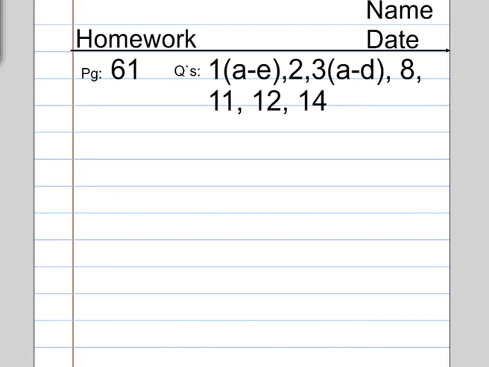And finally, we come to our homework. Here, once again, is how you set up your page. We are doing questions on page 61 of the textbook. Questions 1, A through E. Question 2, question 3, A to D. Questions 8, 11, 12, and 14.